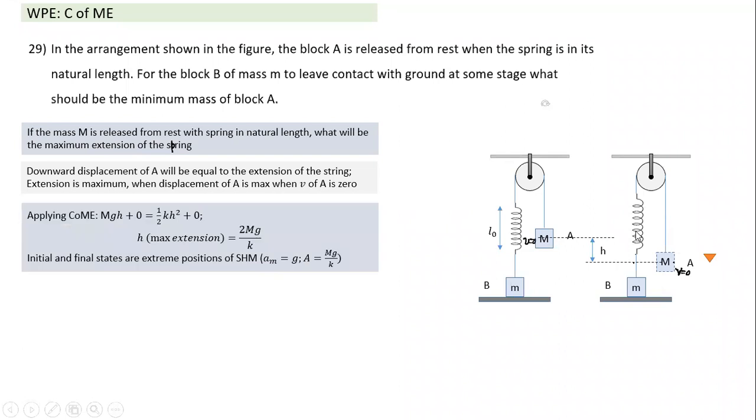So let's solve based on this now. These are the two states. Let's apply conservation of mechanical energy to the whole system here. On the left hand side, what is the whole system? Two masses and the spring. Let's apply conservation of mechanical energy.